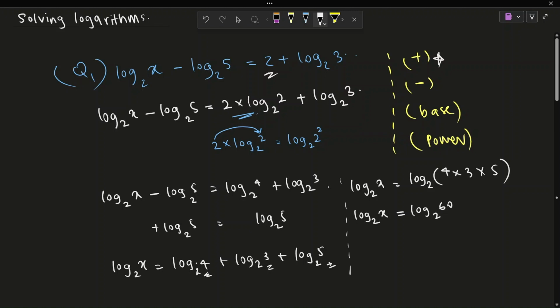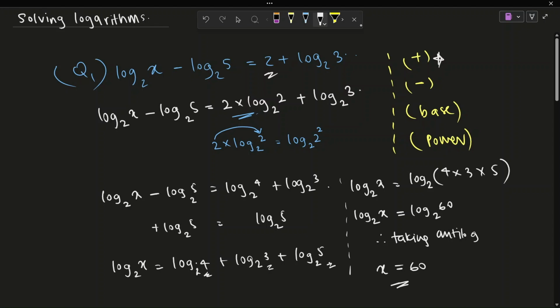And the way we can cancel log and the base 2 is if we mention taking antilog. If you just cut log to log and the base 2 like this, they're just going to laugh at you. So just say taking antilog and you'll be safe. And once you take antilog, you're going to get x equals 60. That is your answer, and that's how you do these types of questions.